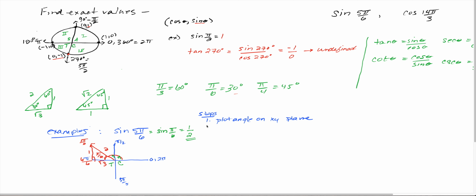So let's go back through our steps. So first we plotted the angle. Then we identified the reference angle. Oops, I'm spelling that wrong. Then we considered the signs, what's positive, what's negative. And then we used the tools that we had to find the exact value. So let's try another one.